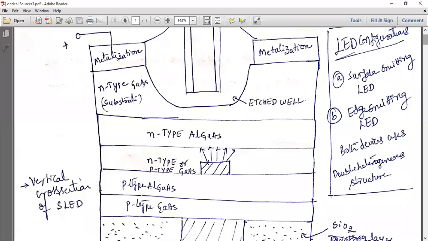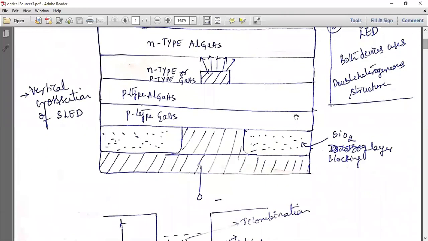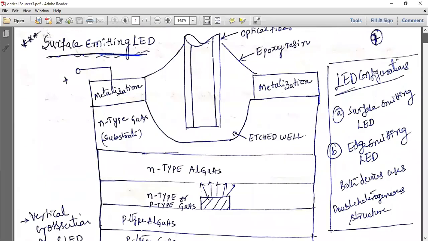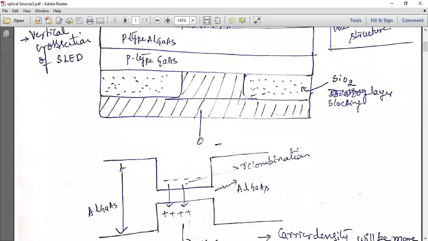On both sides you have SiO2. This will act as a blocking layer, and I'll explain that. And this is for metallization. Again, on the top side you also have metallization. From this you can connect the positive or negative terminal.